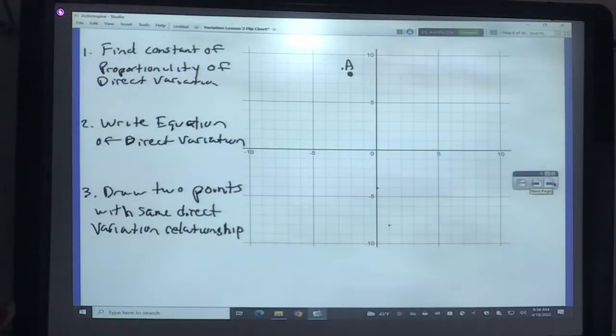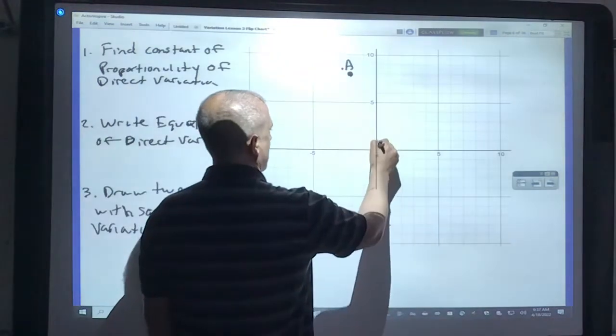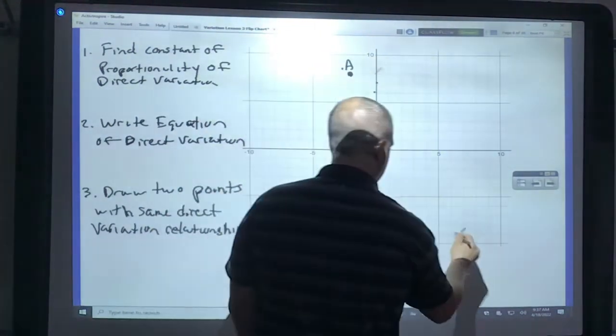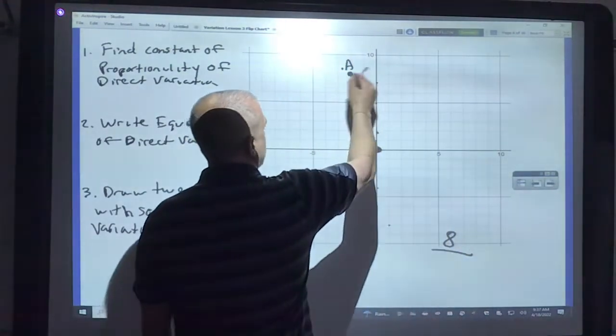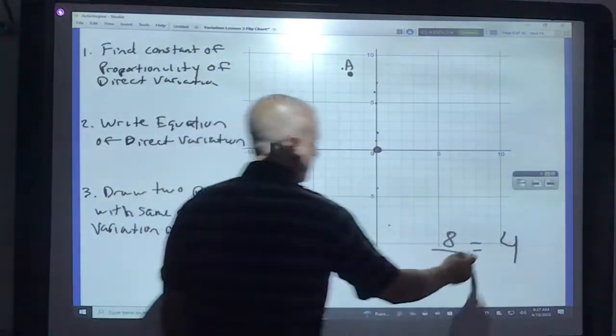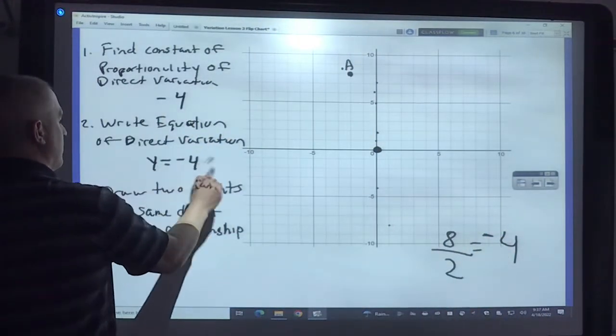All right, find the constant of proportionality. So I automatically know it goes through the center. 1, 2, 3, 4, 5, 6, 7, 8. So I've got 8 over 1, 2. 8 divided by 2 would be 4. Now, if I connect those dots, that would be a -4. So y equals -4x.